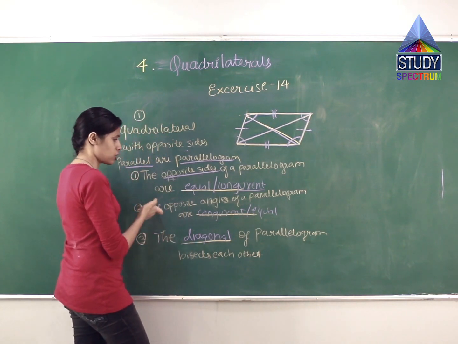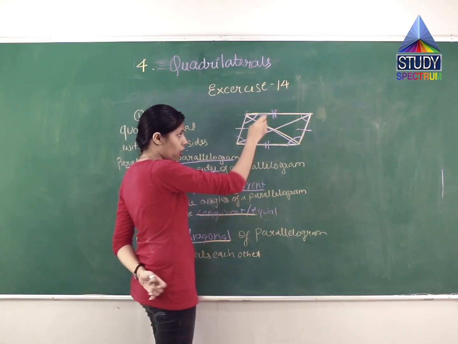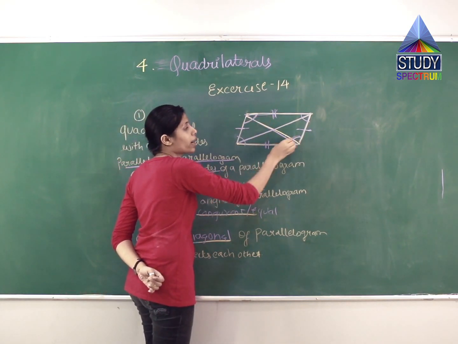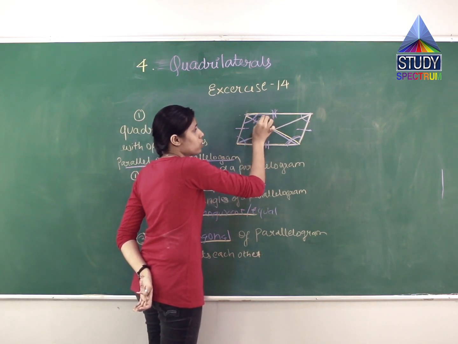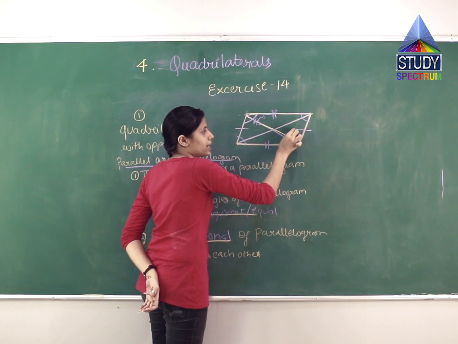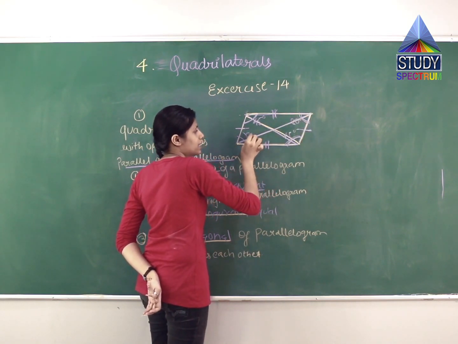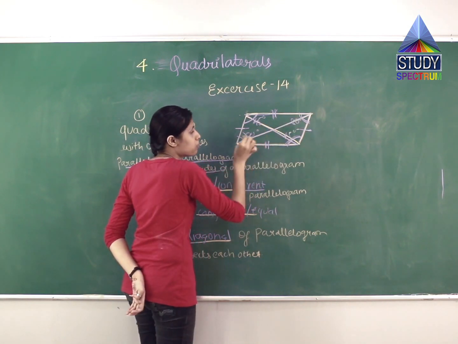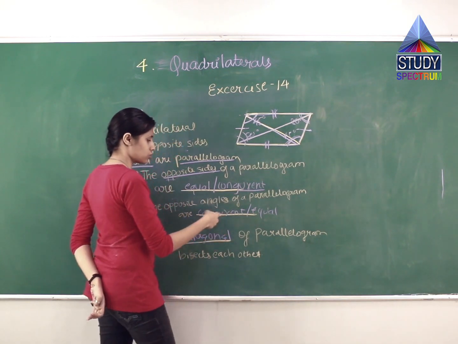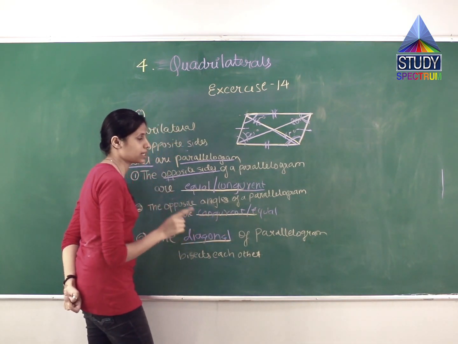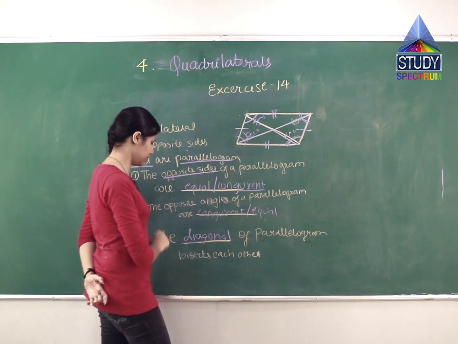The second question: the opposite angles of a parallelogram are dash. As I already told, the opposite angles are congruent or equal to each other. It means if this is 45 degrees, suppose, this has to be 45 degrees, and if this is 80 degrees, this has to be 80 degrees. Both the angles should be the same, the measurement should be the same. So the opposite angles of a parallelogram are always equal or congruent to each other.